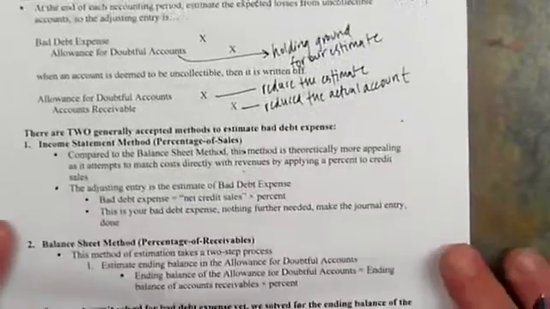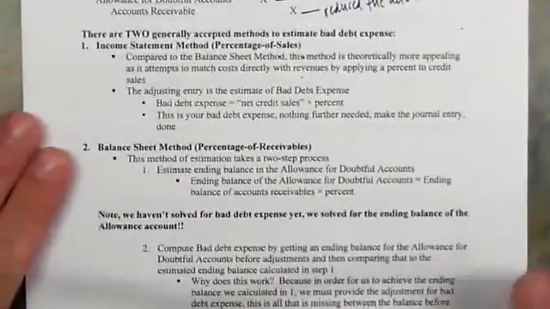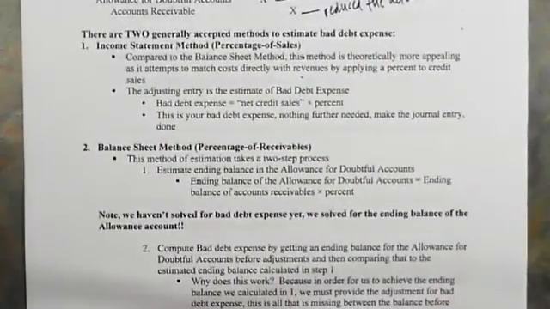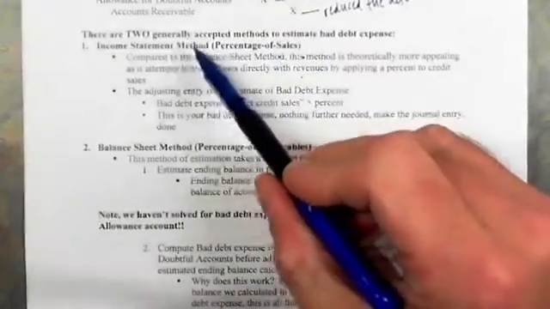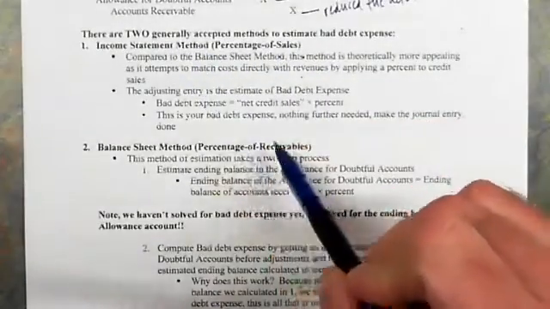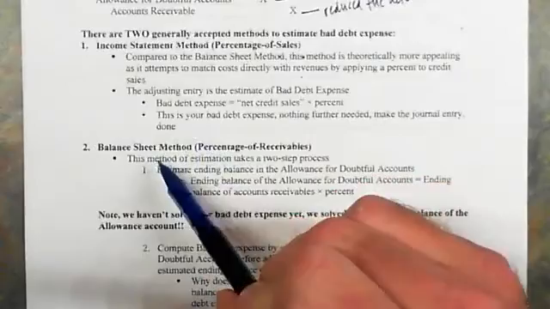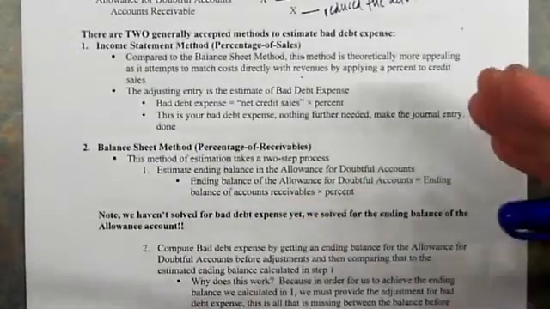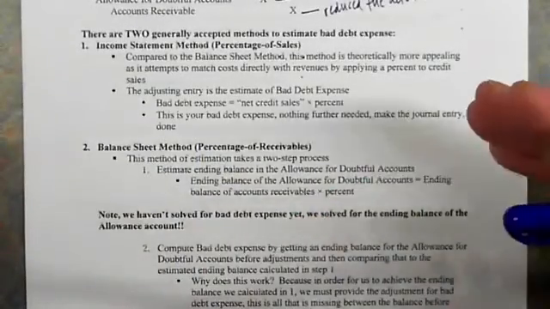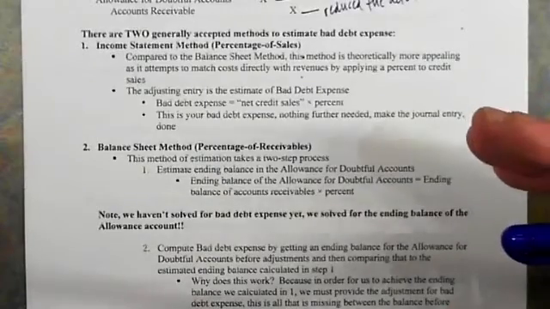So now there are two methods for doing this. There's one called the income statement method, one called the balance sheet method. One is also sometimes called the percentage of sales. One is called the percentage of receivables, because in this method, we apply a percent to our credit sales. In this method, we apply a percent to our gross receivables. So the two have pros and cons, as most things in life.